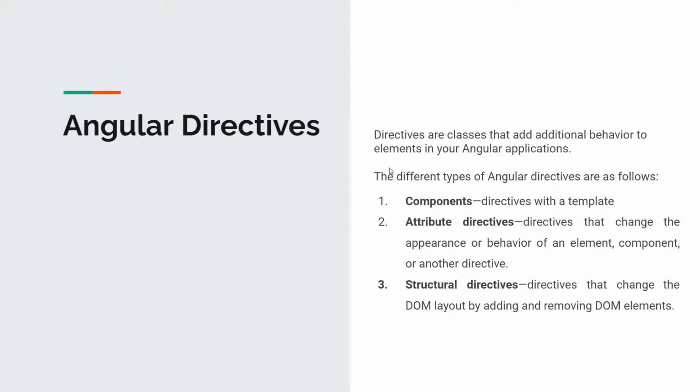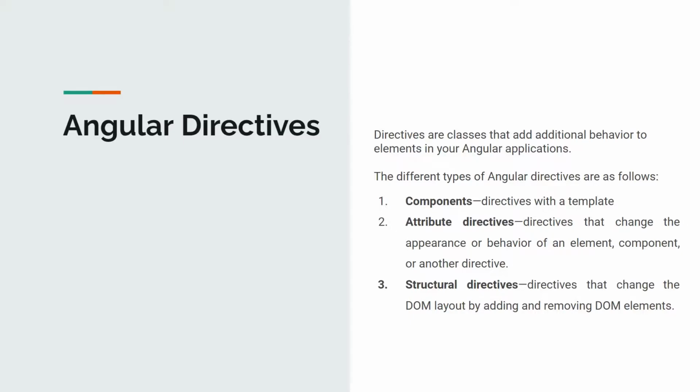Directives are classes that add additional behaviors to elements in our applications. With Angular built-in directives, you can manage functionalities, styles and themes. When we consider directives, there are mainly three types. Components: we learned about components, which are directives with a template. These are the most common directives in the Angular framework.